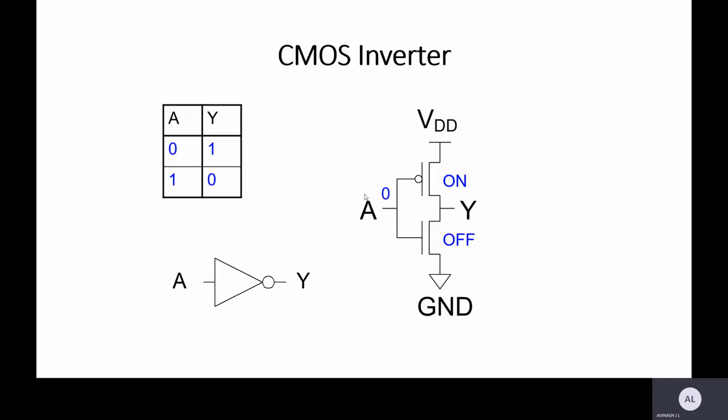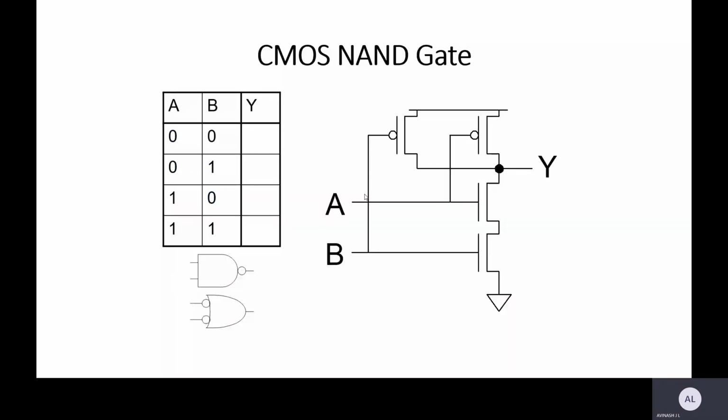Okay. Similarly, in the CMOS NAND gate, after understanding the CMOS inverter, let us see how the CMOS NAND gate will be working. So this is a circuit. We can understand that this is the circuit for the CMOS NAND gate. There you can see that 0, 0 is the input. So first condition, if you take 0, 0 as the input.